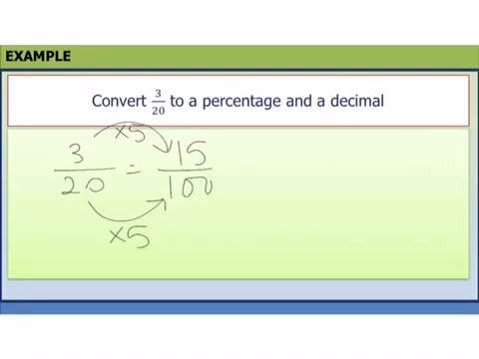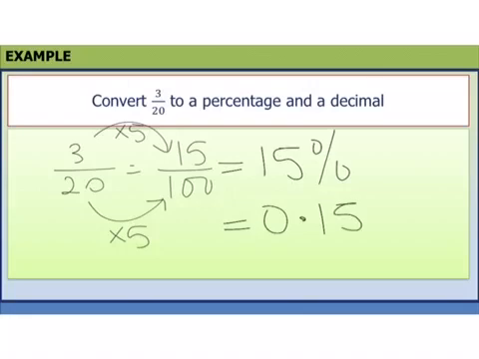So 3 over 20 is the same as 15 over 100. So that must be the same as 15%. And 15% must be the same as 0.15 as a decimal, for the same reason we had a moment ago, moving the decimal space twice.